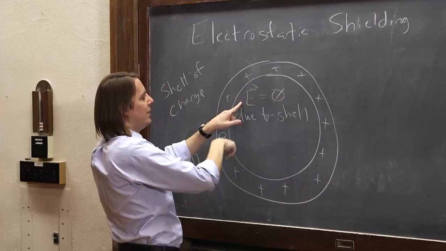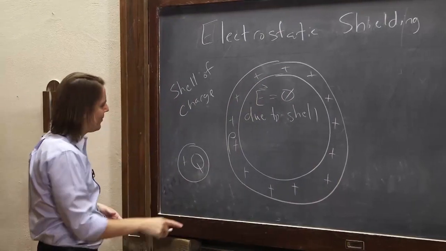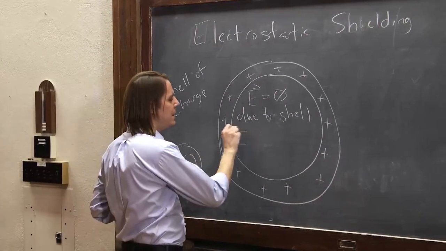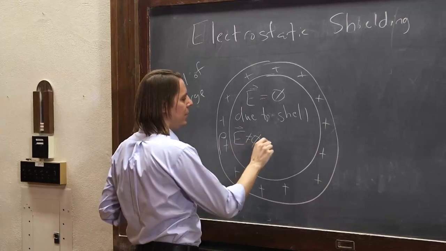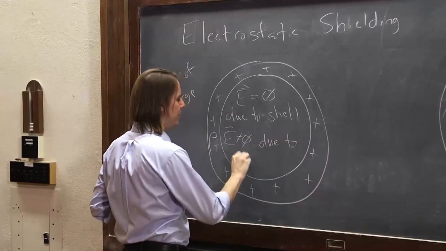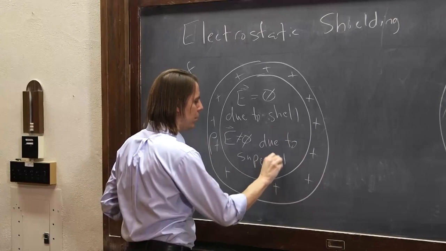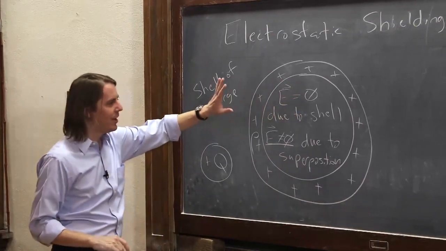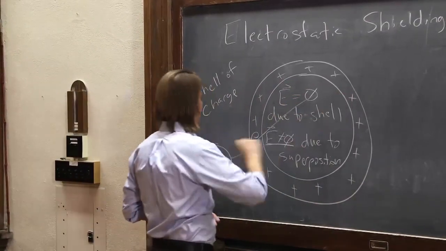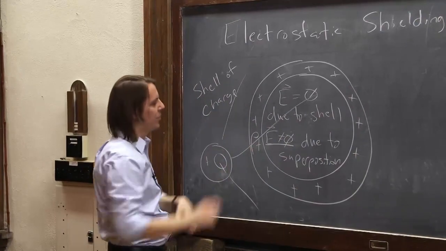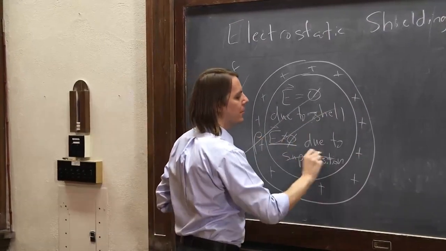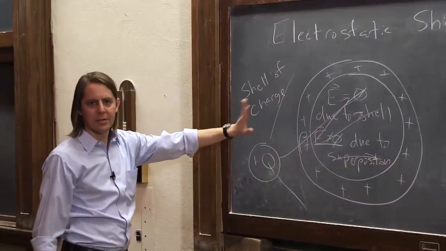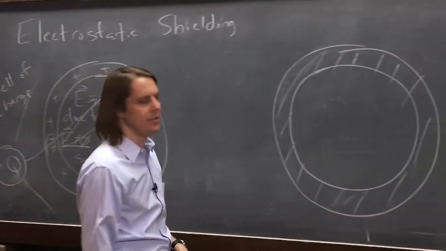All these charges make fields that cancel out. However, the field due to this will happily go in because it's superposition. E inside here will not be 0 due to superposition. So this is the real answer. It will not be 0. The shell by itself makes 0, but the field lines out here will just go straight through. I mean, they'll bend around because of the presence of the charge, but eventually you will get field lines in here due to big Q. So a shell of charge does not screen anything, does not shield you from anything.